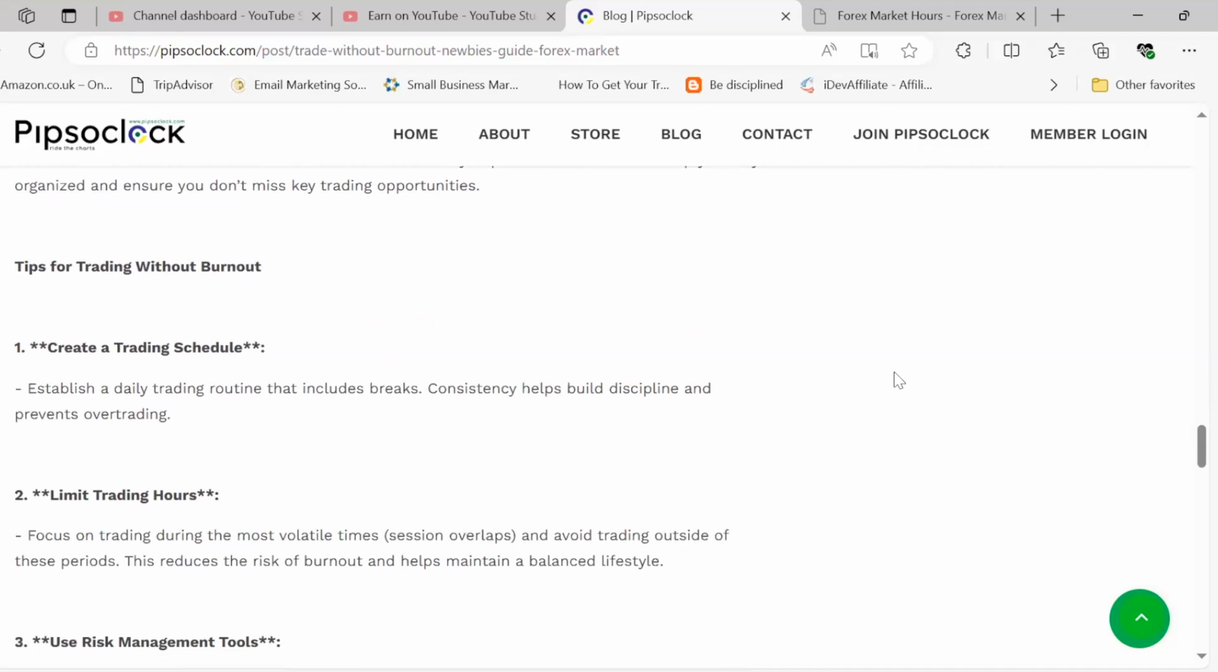If you want to trade without burnout, as the title states, you must create a trading schedule. Establish a daily routine that includes your breaks, because consistency helps you build discipline and prevent overtrading. There's a need for you to create a trading schedule, so you know when it is time. There's a routine of 3 phases: the pre-trading phase, which is when you plan, analyze, and forecast what to expect, then the trading phase, and then the evaluation phase. You can include these 3 phases in your schedule.